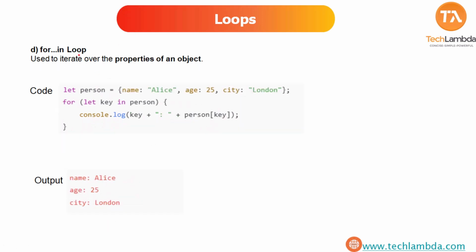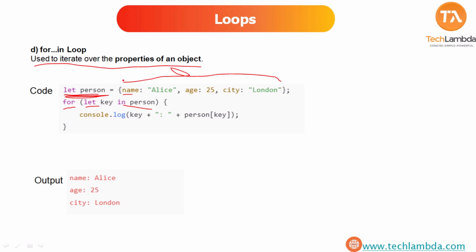Now the for in loop. In JavaScript we have a for in loop used to iterate over the properties of an object, right? So there is a let variable person having this. Basically we have the object let person, name Alice, age 25, city London. So we have key value pairs of the object. So we use for let key in person.